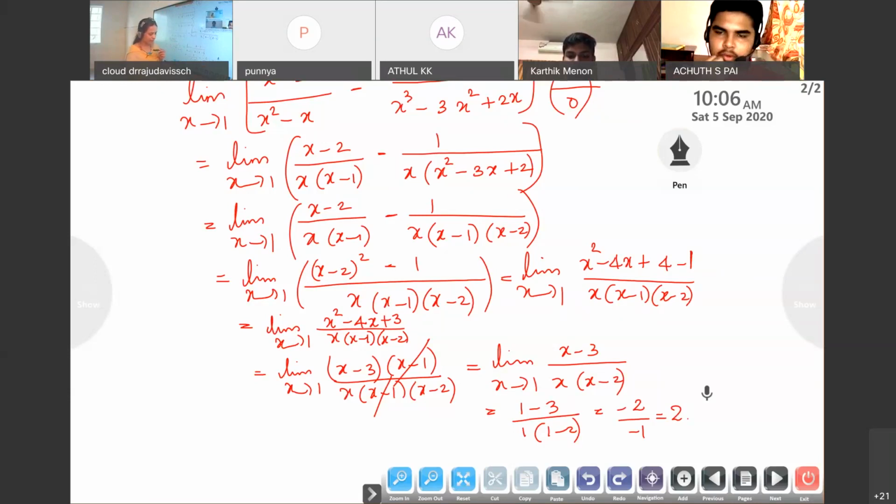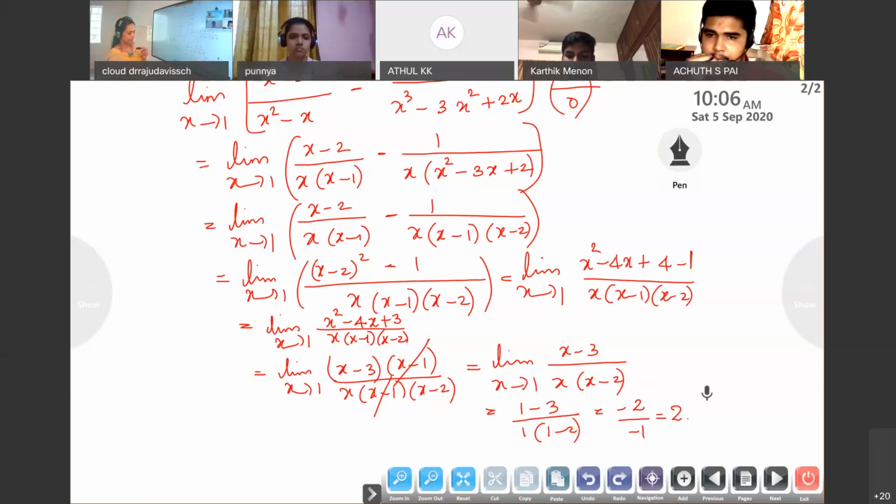So factorization of quadratic and cubic polynomials is needed here, whenever we find the limit of a rational function. What is a rational function, Punya? A rational function is p of x by g of x. Any function which takes the form p of x by g of x, with g of x not equal to 0. The denominator is not equal to 0.